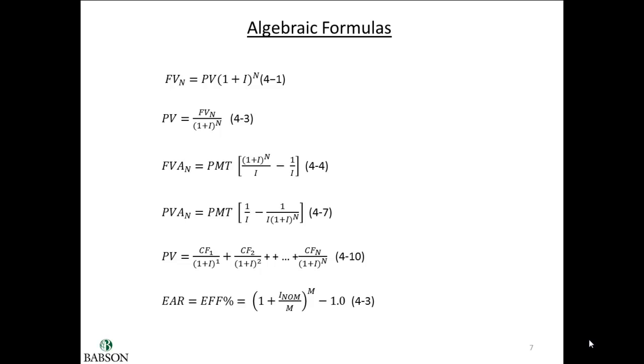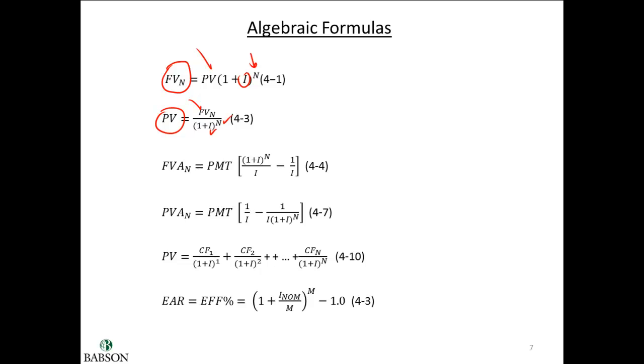Again, most of the time I'm going to be using either Excel or time value of money calculators, but note that there are formulas for each of these. To find the future value of something, you just take what it's worth at the earlier point in time, times 1 plus the interest rate raised to the nth power, the number of periods. To find the present value, you take what something is worth later in time, divide by 1 plus the interest rate raised to the nth power.